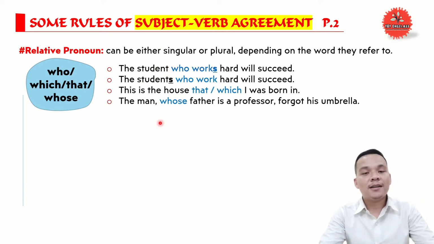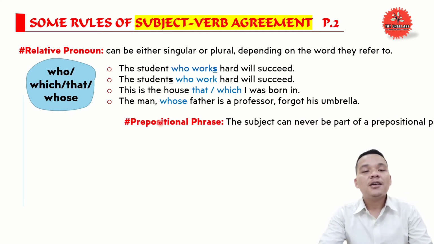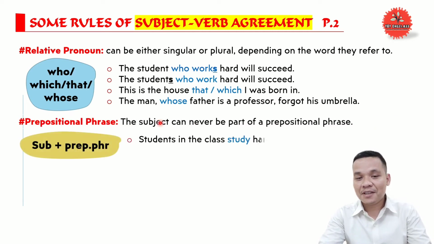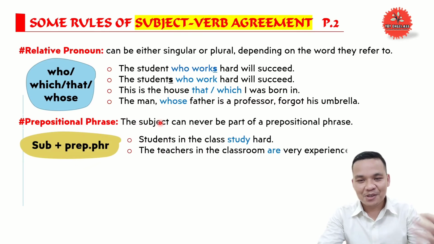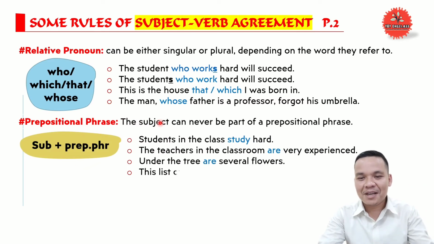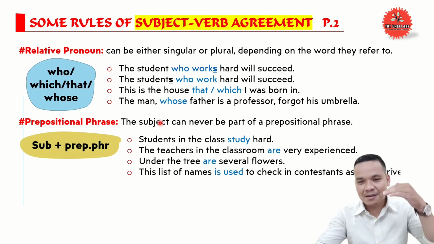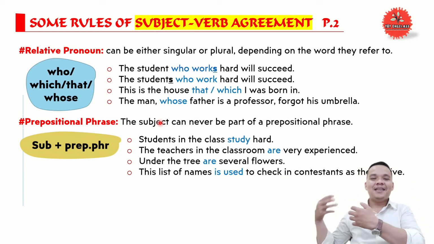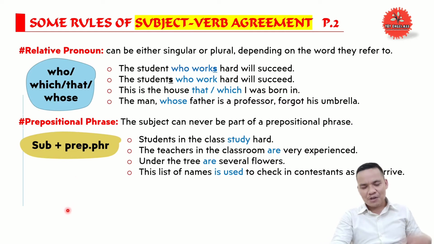Okay, let me see another one. After this, let me see another one, everyone. You can see one more about prepositional phrases. This part is also important so that you don't get confused with the prepositional phrase, because some students can be confused by this. So which one is the subject? You can see the words in the box I put here: subject plus prepositional phrase.